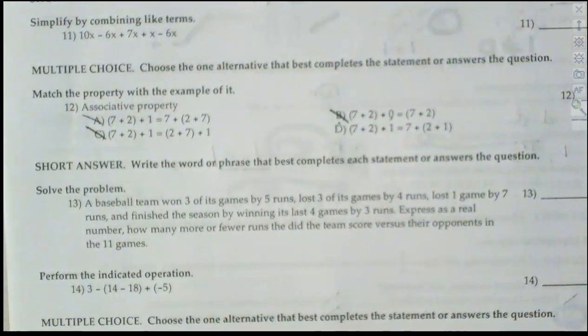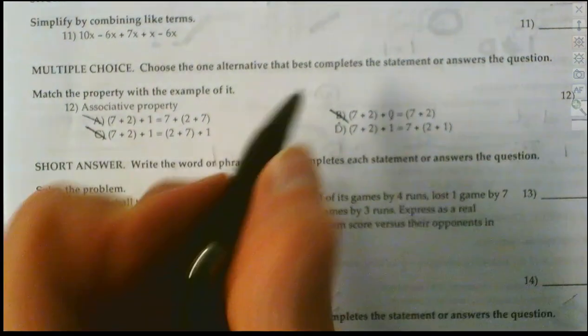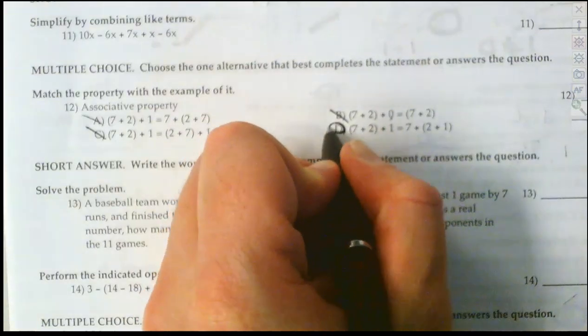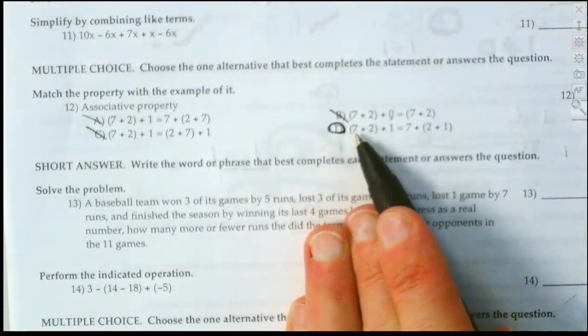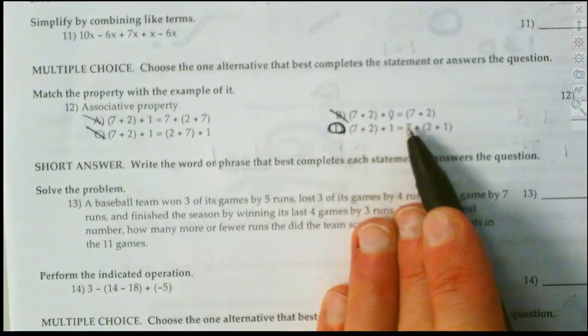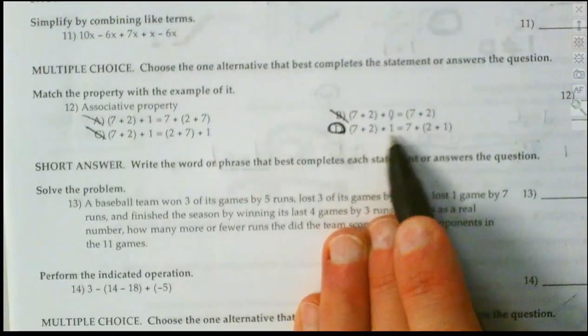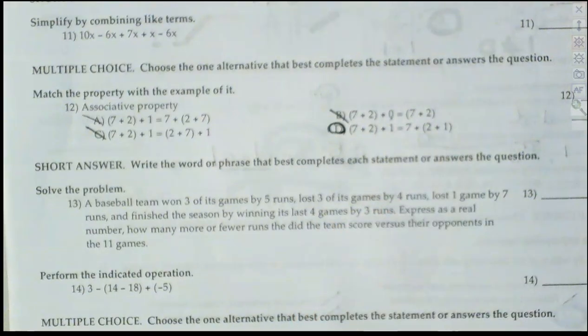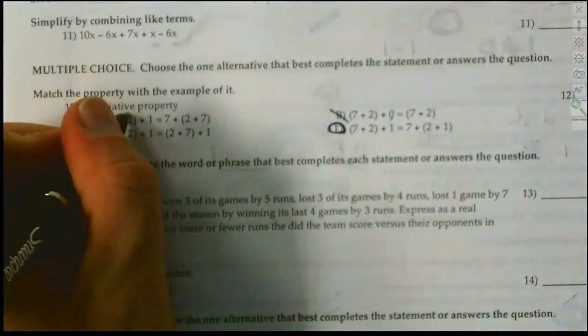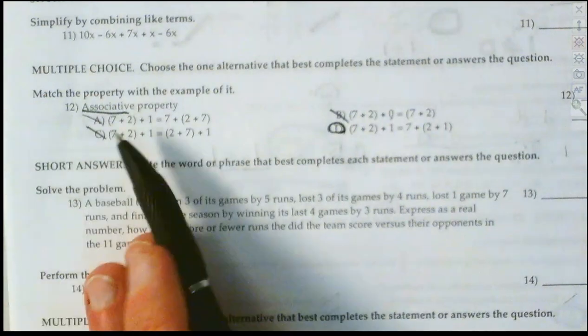What about D? Okay, D works. Why does D work? Because when I look at D, the order is the same. 7, 2, and 1. 7, 2, and 1. But what did I change? I changed the placement of the parentheses, not the order. When you change the placement of the parentheses, that makes it associative.